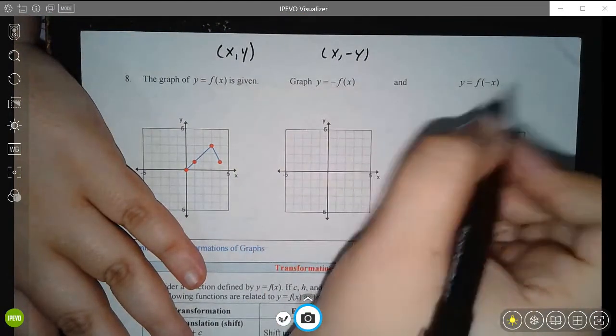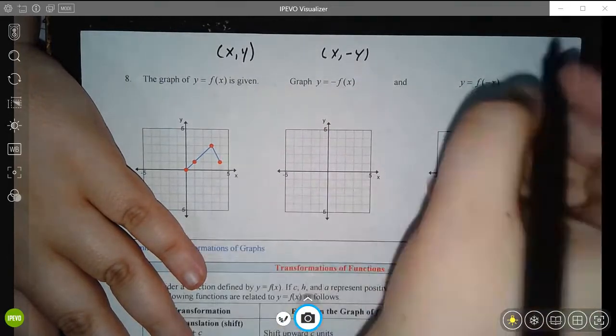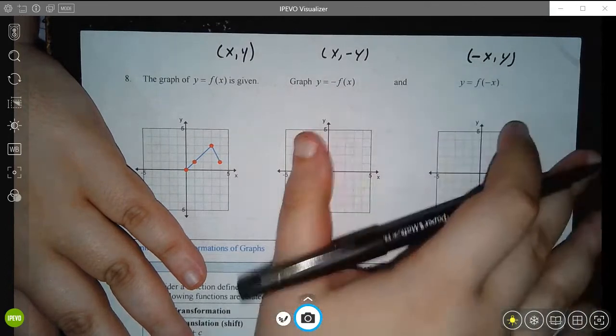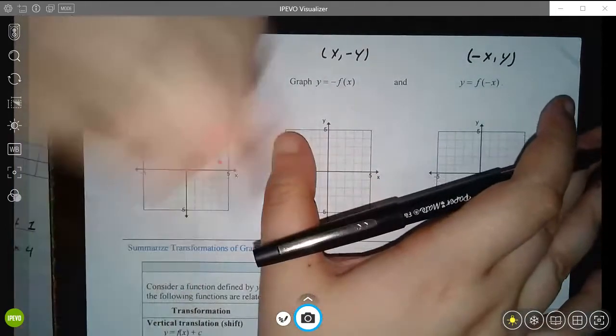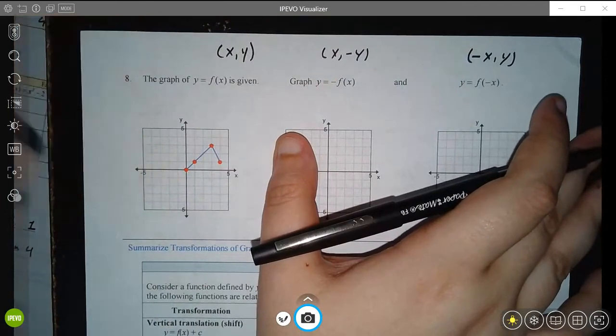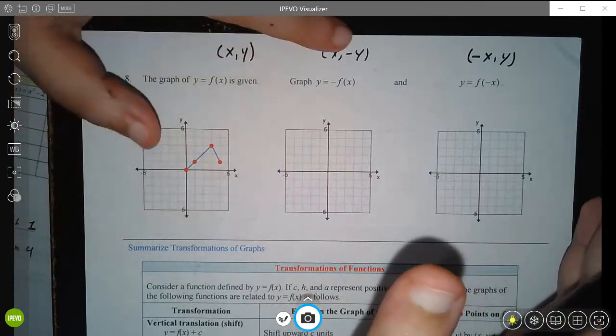For that one, the x value is the one that's turning negative. So here is going to be negative x and positive y, or whatever y is. But you're going to flip the sign for x. So the point values you're going to use are going to be exactly the same, which is going to flip the sign.